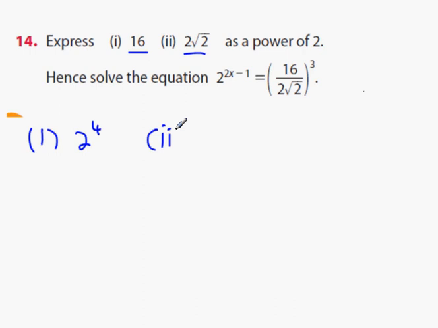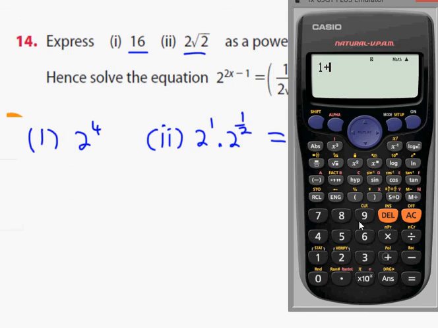Part 2. 2 root 2, anybody? 2 to the power of 1 multiplied by 2 to the power of a half. And what happens when they're both beside each other like that? You add them and you get 3 over 2. You just do 1 plus a half, the same thing as 1.5, but 1.5 is the same thing as 3 over 2.